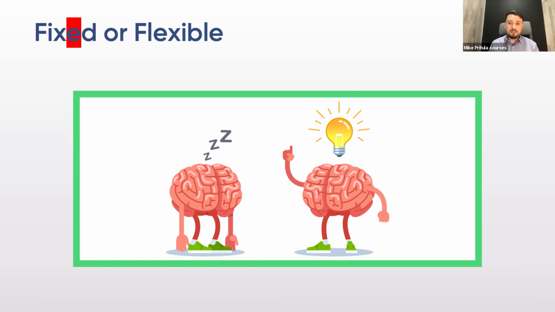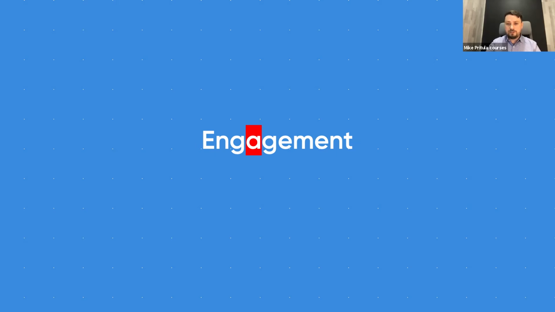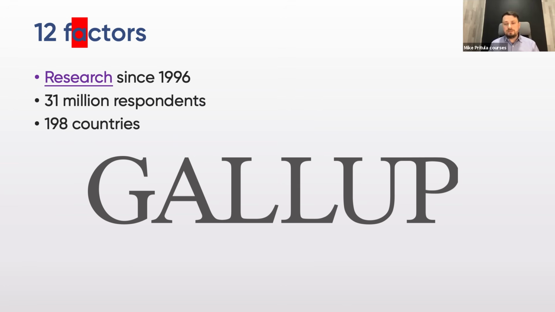Next. The next element of the A-player audit checklist is work engagement. To assess work engagement, we use the GLQ-12 questionnaire. This is a questionnaire from the well-known consulting company GLP. It's one of the world's leading consulting companies. They developed their questionnaire a long time ago, back in 1996. To date, over 30 million people have completed it. This questionnaire assesses how engaged a person is in their work.